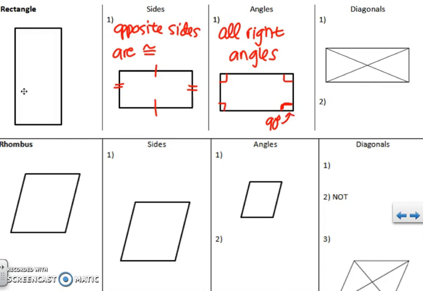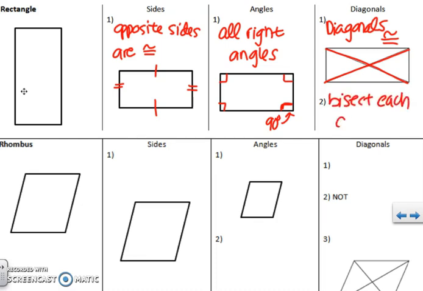Okay, the diagonals, first off, they're going to be congruent. So this whole diagonal is going to be equal to this whole diagonal. So if they give you the length of all of those, you're going to be setting them equal. Okay, the second thing that happens is they bisect each other, and that was also true in a parallelogram.